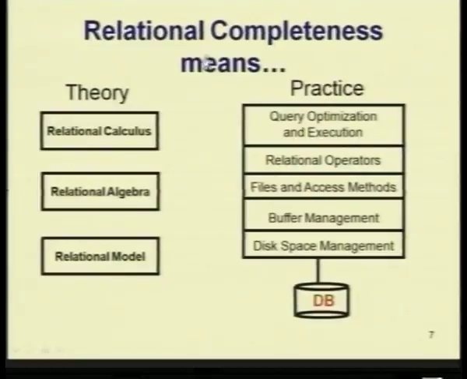So, basically, relational completeness means the following. For theory, it means it should be relational calculus or relational algebra. As I already told you, relational calculus can be in two forms, tuple or domain relational calculus, and then you have the relational model, which is based on either of these. Most of the work we do is on relational algebra; this is just to give you a feel of relational calculus. In practice, you have memory management, buffer management, access methods, and relational operators, again based on one of these formal models, and query optimization and execution. If you have all this together, then you call it relational completeness.